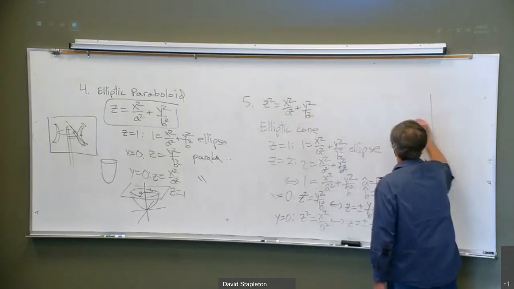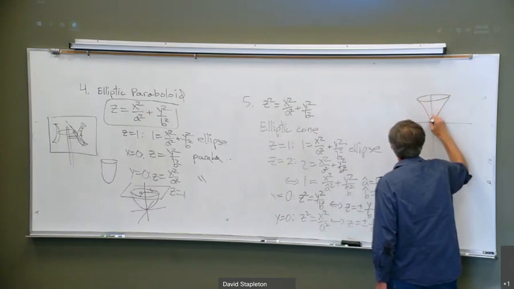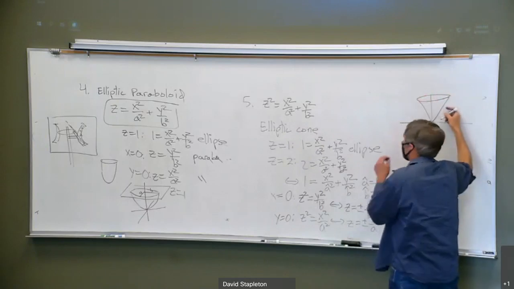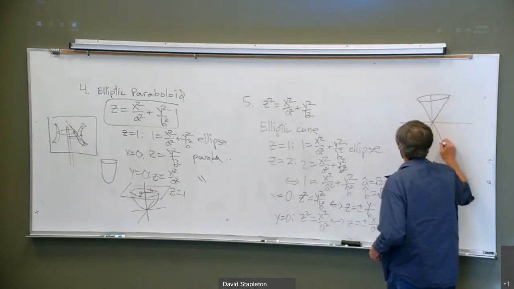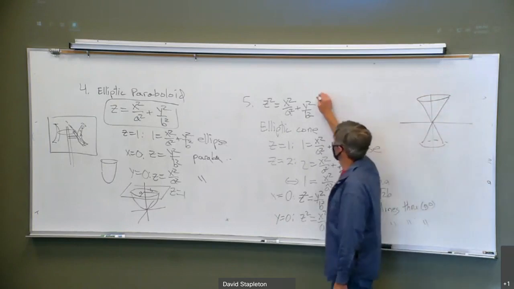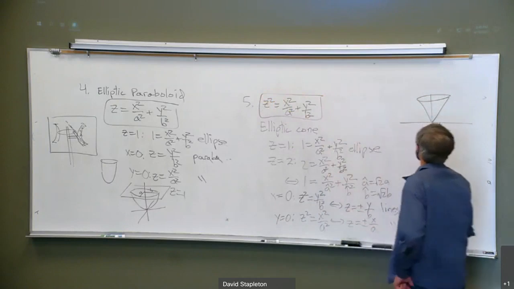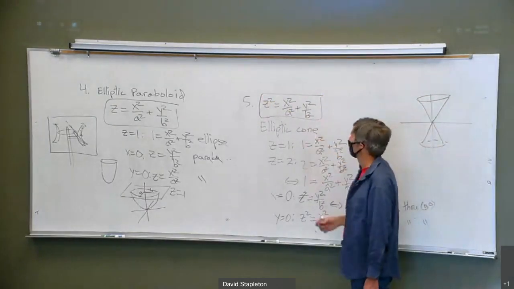Sketch this one then. It's this thing that looks like an hourglass. Got elliptical cross sections this way. The only thing is the cross sections can be ellipses instead of circles. Here is your elliptic cone, with this standard equation. It's very similar, right?